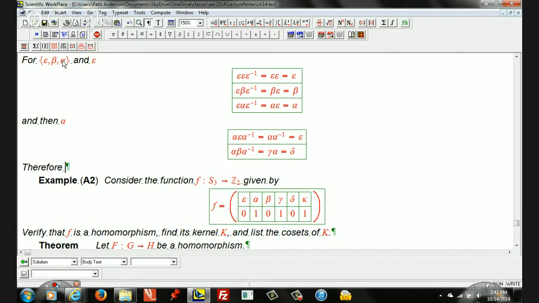So that means epsilon, beta, and alpha is not a normal subgroup. Does that make sense? It has to be back in H. Yeah, all the conjugates have to live in your original subgroup.